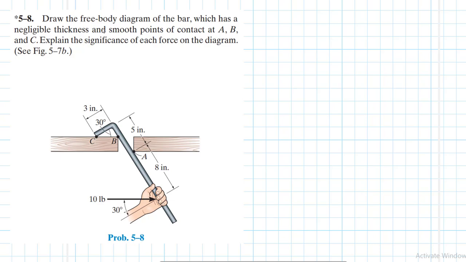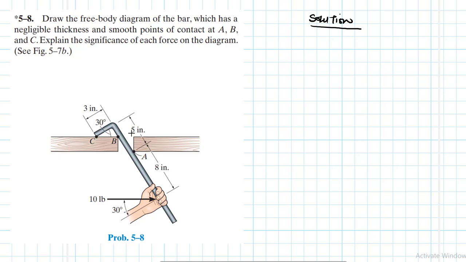We're going to be solving this engineering mechanics problem, and it reads: draw the free body diagram of the bar, which has a negligible thickness and smooth points of contact at A, B, and C. Explain the significance of each force on the diagram. This problem is coming from the engineering mechanics statics textbook by R.C. Hibbeler.